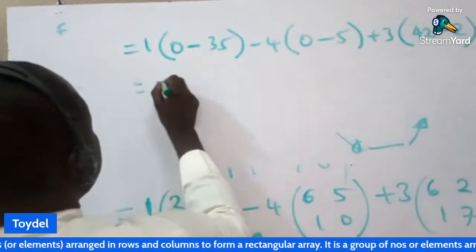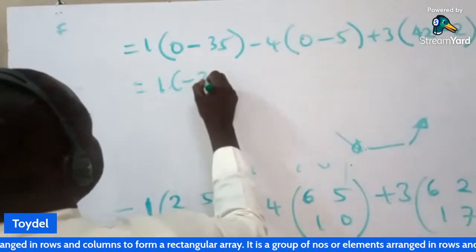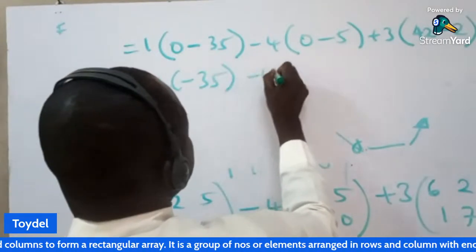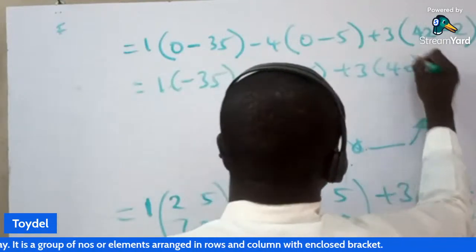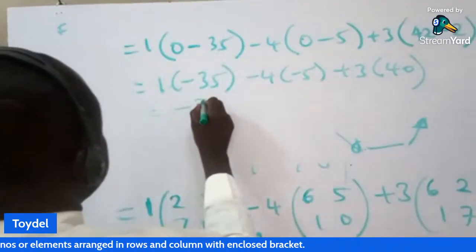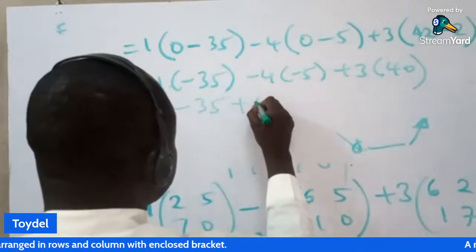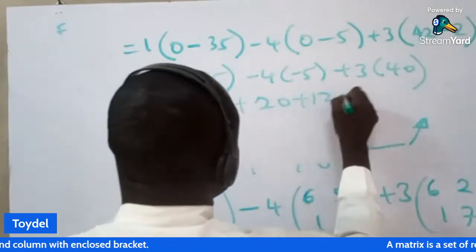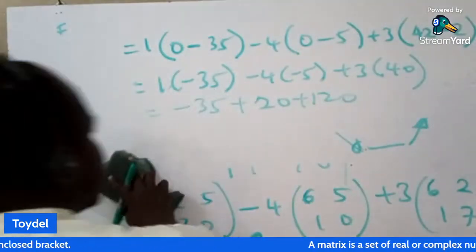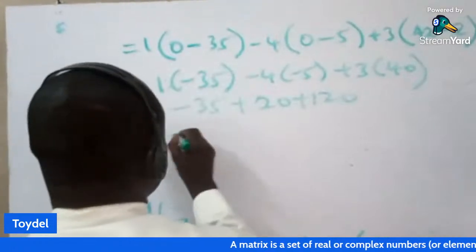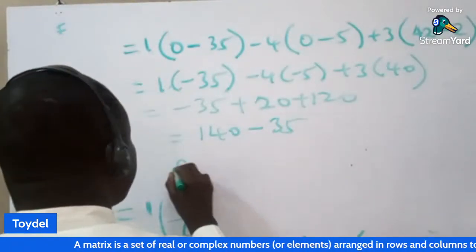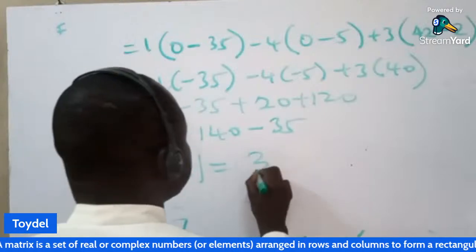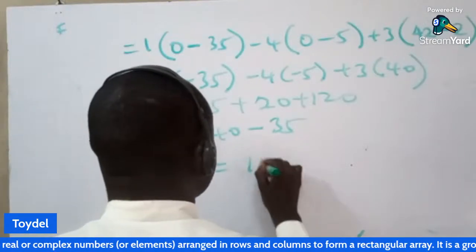So here I'm going to have 1 into bracket minus 35, minus 4 into bracket minus 5, then plus 3 into bracket 40. So if I simplify, I'm going to get minus 35 plus 20 plus 120. So at the end of the day, we are going to have 140 minus 35. The determinant of A that we are looking for will now be 105.